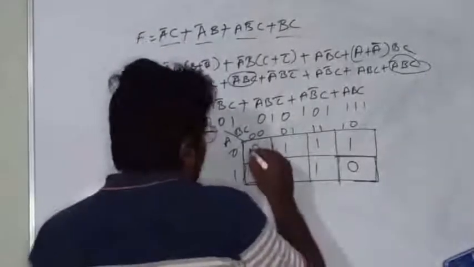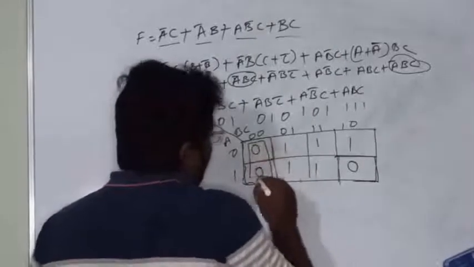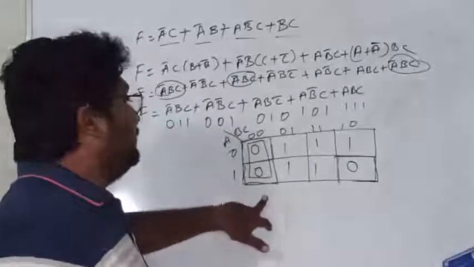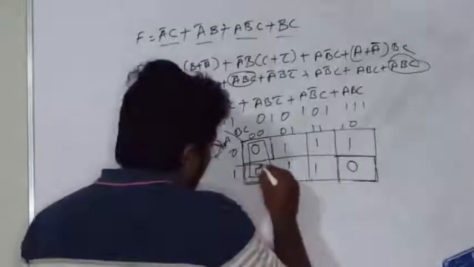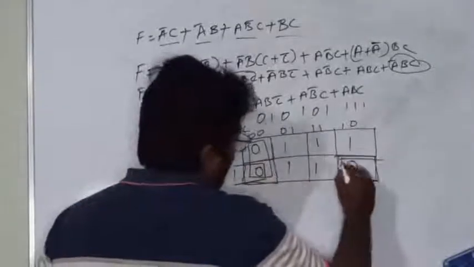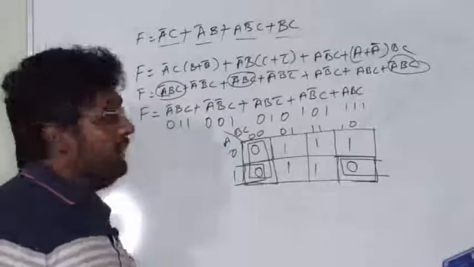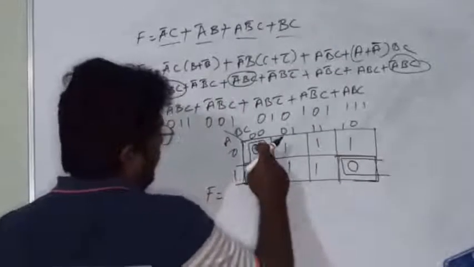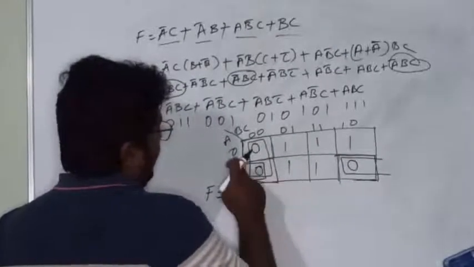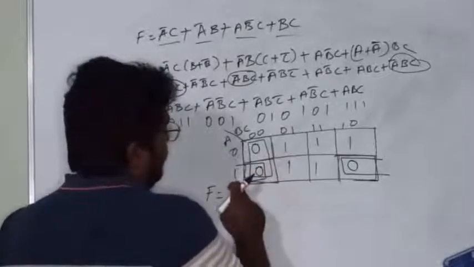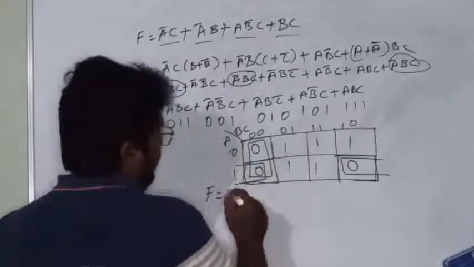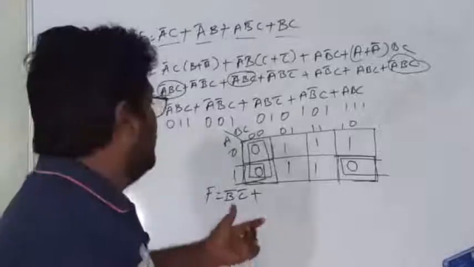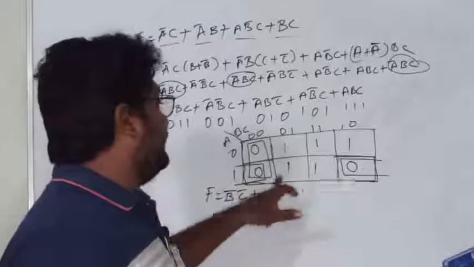So now group the values. The first 0 0 1 and 1 0 0 is one pair, and the next one, 1 0 0 and 1 1 0, forms one pair, right? So now the F value will be, F is equal to, first take this pair. For this pair, 0 and 1 values are varying, so this will be neglected. So it will be B complement plus B complement C complement, and next let us take this pair.